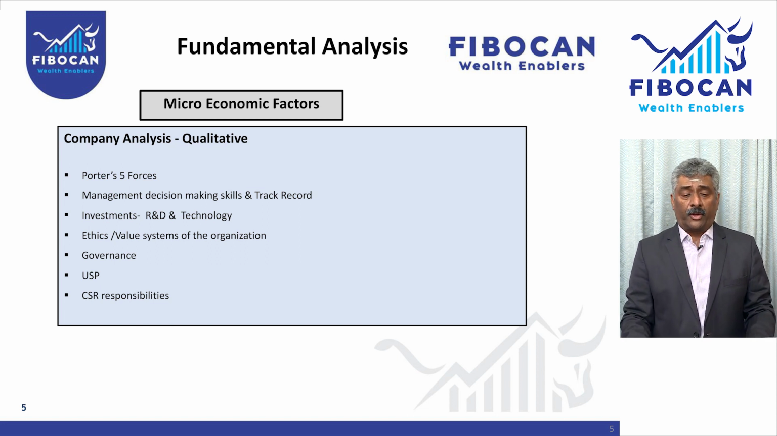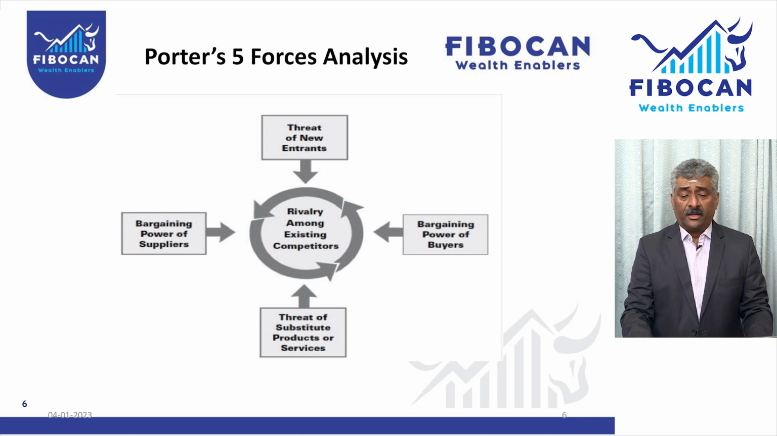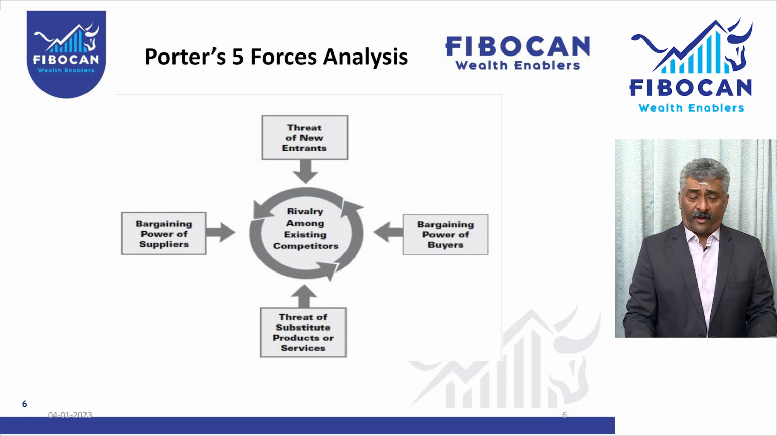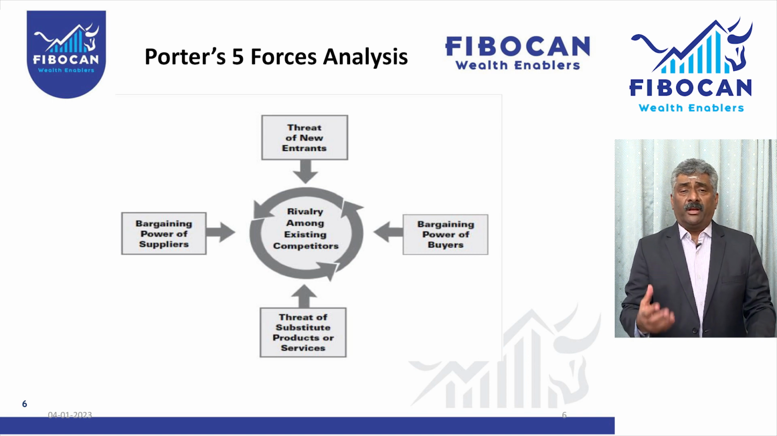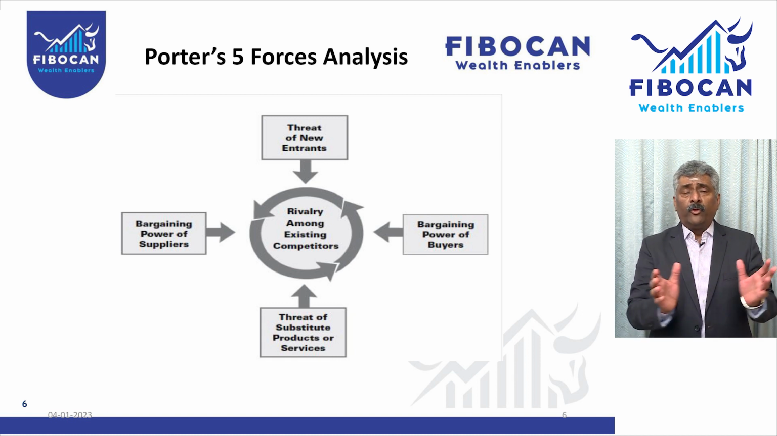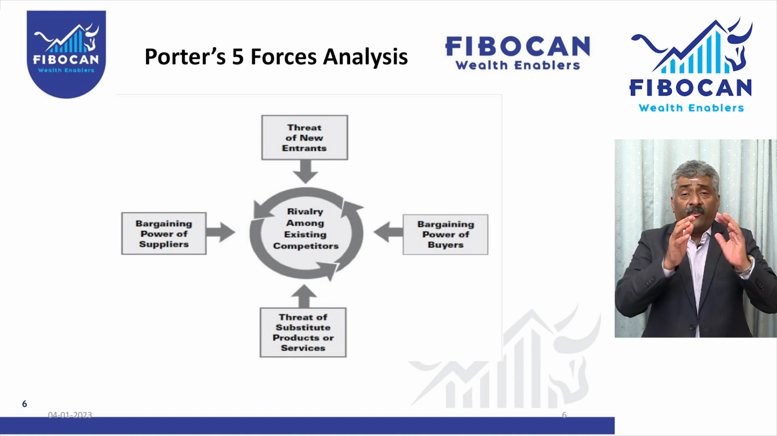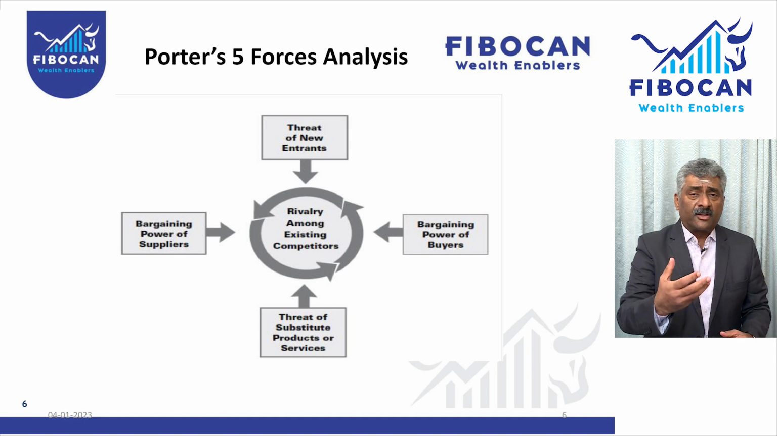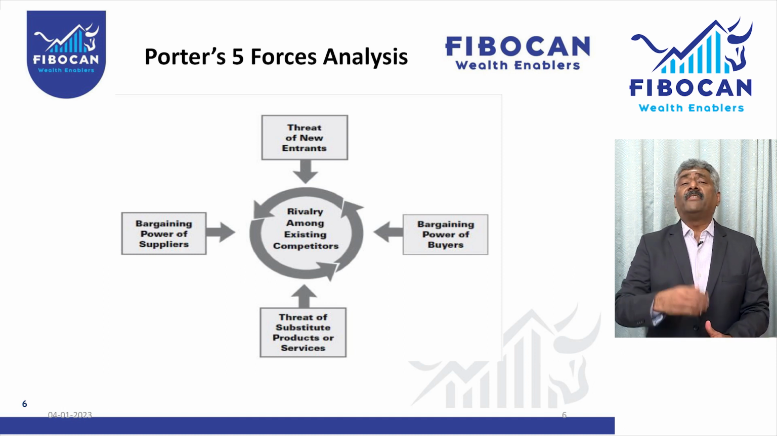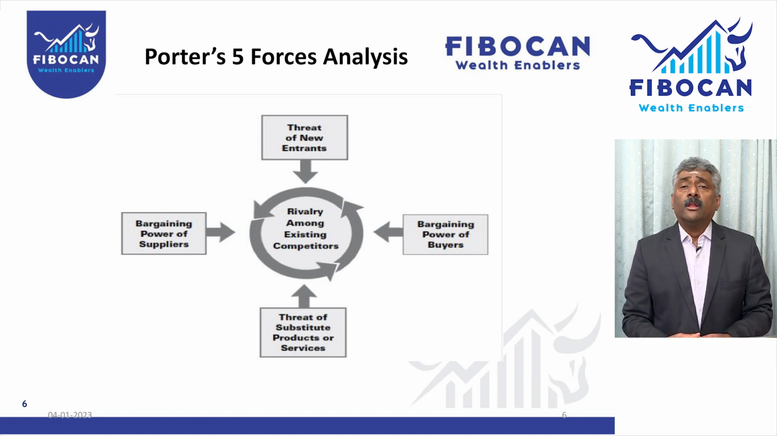Slide 5. Qualitative parameters. First is Porter's 5 forces. What are the 5 forces? Let's go to the next slide. As you can see here, the Porter's 5 forces. Every business has few things that influence the business. First and foremost is obviously the customer. Every customer wants what they want. They want the best of the product at a lower price.